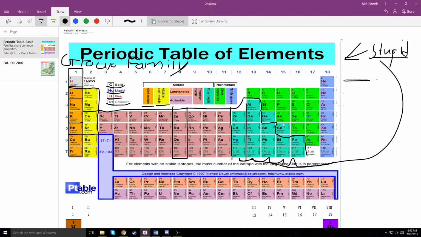Let's go ahead and take a look at our final column. These are called the noble gases. I'm pretty sure a lot of you have heard of them. Neon, a lot of neon is used in neon signs. Helium is used in a lot of our balloons. That's because it's less dense than the air.